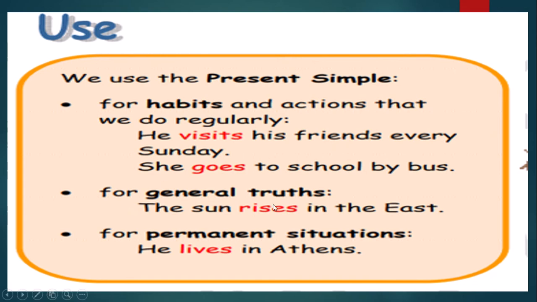For general truth, the sun rises in the east. What is the meaning of general truth? That means that I'm not going to discuss it, maybe yes, maybe no. It's true. The sun rises in the east. This is the truth. I can't see today the sun rising from the west, from the north, from the south. No, this is wrong. For permanent situation, he lives in Athens.